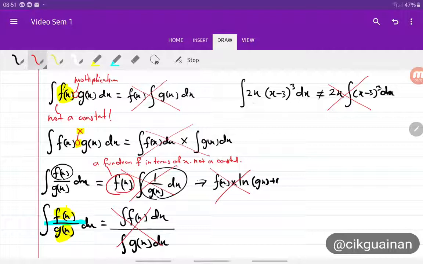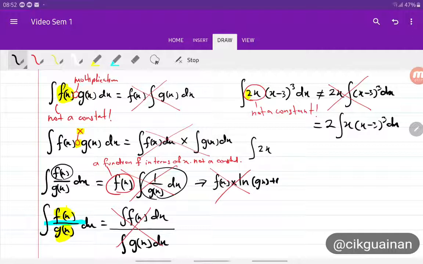Why wrong? Because 2x is not a constant. Okay, but 2 is a constant. 2 you can put outside, x you cannot. So the correct one is 2 put outside, and then (x minus 3) to the power of 3 dx. This one is correct. But can the rest solve this one? I think cannot. But never mind. Can, but not in your syllabus.